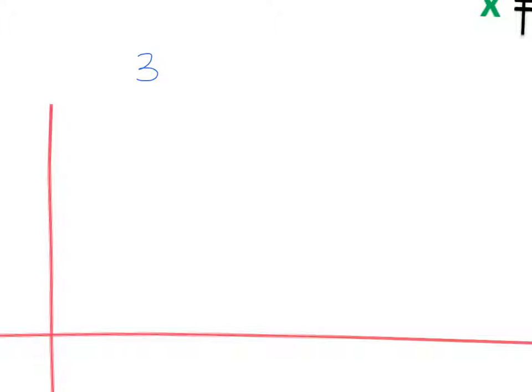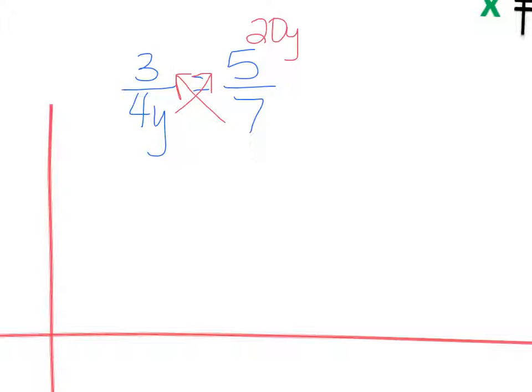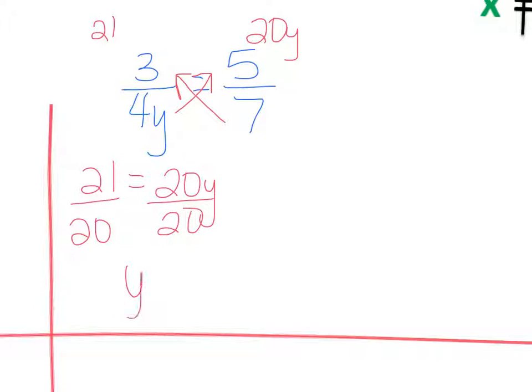Okay, let's look at 3 over 4y equals 5 over 7. Okay, so once again, we're going to multiply up and across. So 4y times 5, what does that give me? 20y, very good. 3 times 7 gives me 21. Now that you have your cross products, set them equal to each other and solve for y. How would you solve for y? Divide by 20. So y equals 21 over 20.